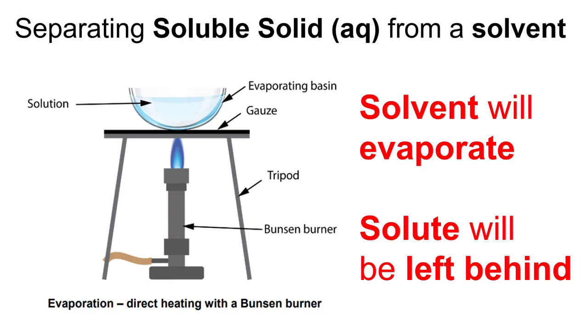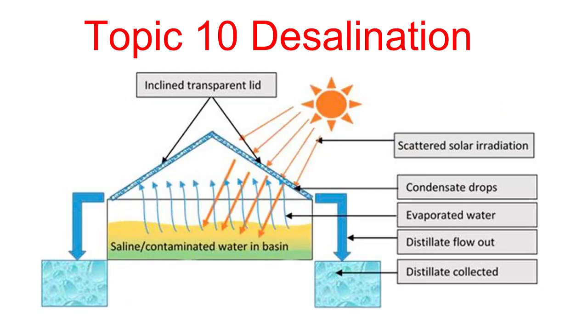Now, how do you separate a soluble solid from a solvent? You heat it up, okay? The solvent, the water, will evaporate, and the solute, probably the salt, will be left behind. That's how you separate them. They often use sunlight to do this in countries.